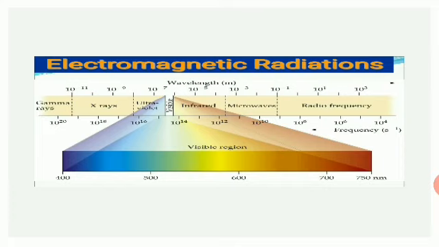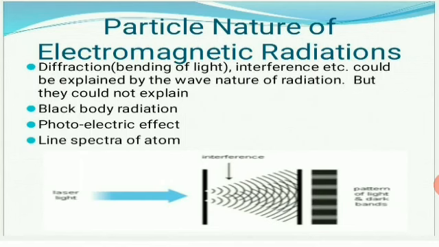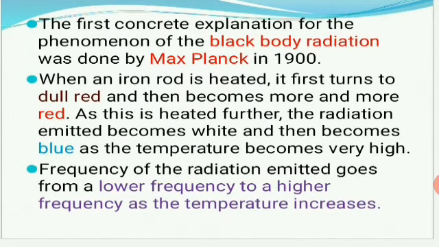Then there comes the particle nature of the electromagnetic radiation. Diffraction means bending of light and interference means mixing of light; these could be explained by the wave nature of the radiation, but it could not explain the black body radiation, photoelectric effect and the line spectrum. So for that we have the particle nature of the electromagnetic radiation and Planck's quantum theory.